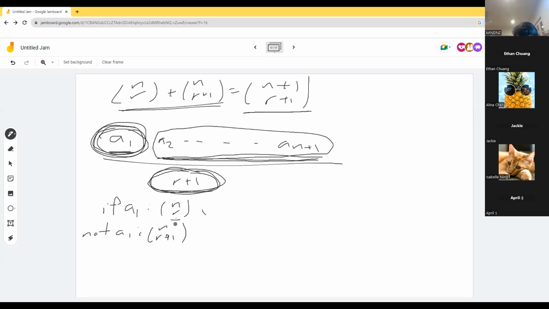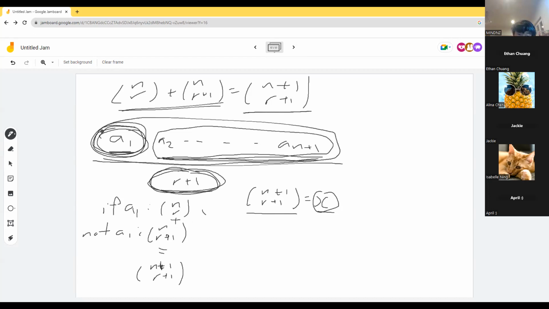So this plus this is equal to the number of ways to select r plus 1 objects from n plus 1 objects. This might be a bit confusing. But essentially what we've proven is n plus 1 choose r plus 1. That's equal to something, and that something is the number of ways to select r plus 1 objects from n plus 1 objects. And also the number of ways to select r plus 1 objects from n plus 1 objects is n choose r plus n choose r plus 1. So therefore these two are equal. And we have that.